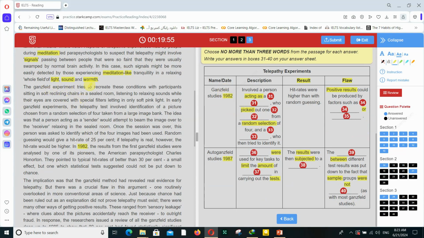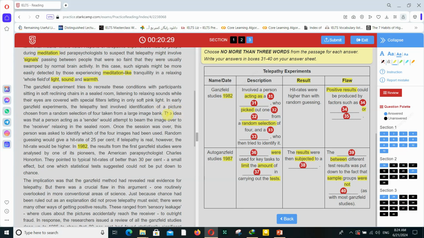The Ganzfeld experiment tries to recreate these conditions with participants sitting in soft reclining chairs in a sealed room, listening to relaxing sounds while their eyes are covered with special filters letting in only soft pink light. In early Ganzfeld experiments, the telepathy test involved an identification of a picture chosen from a random selection of four taken from a large image bank.